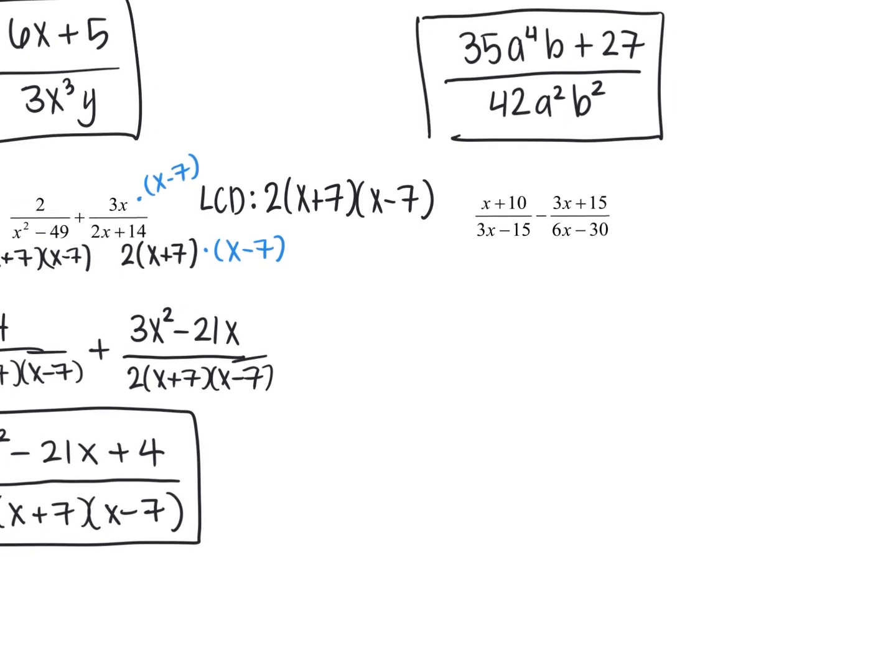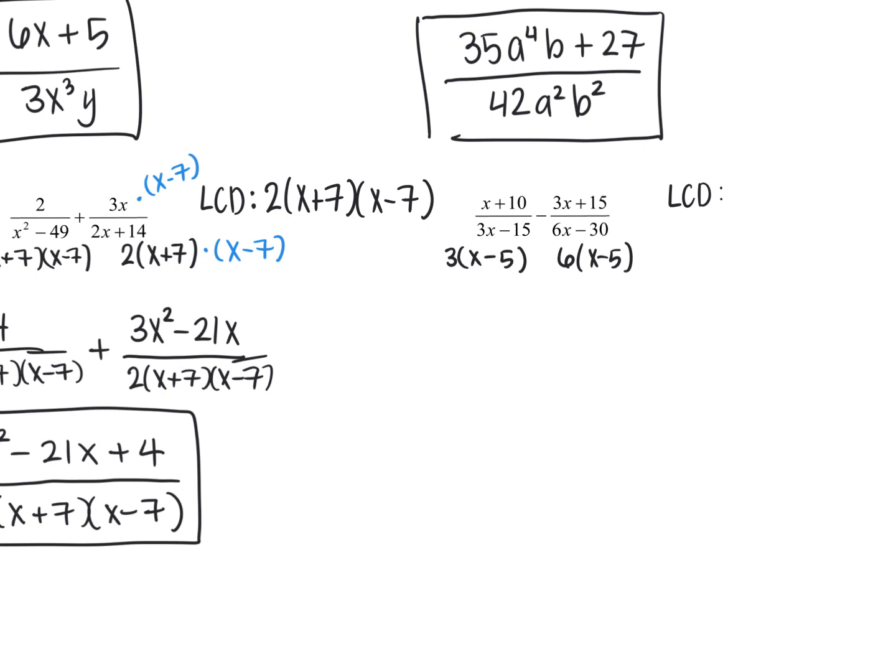All right, our next example, we have x plus 10 over 3x minus 15 minus 3x plus 15 over 6x minus 30. So before I start identifying my LCD, I'm going to factor my denominators. 3x minus 15 has a GCF of 3, so I'm going to factor that out, and I get x minus 5. 6x minus 30 has a GCF of 6, and that leaves me with x minus 5 in parentheses. So for my LCD, both of my denominators have GCFs. One of them is 3 and the other is 6.